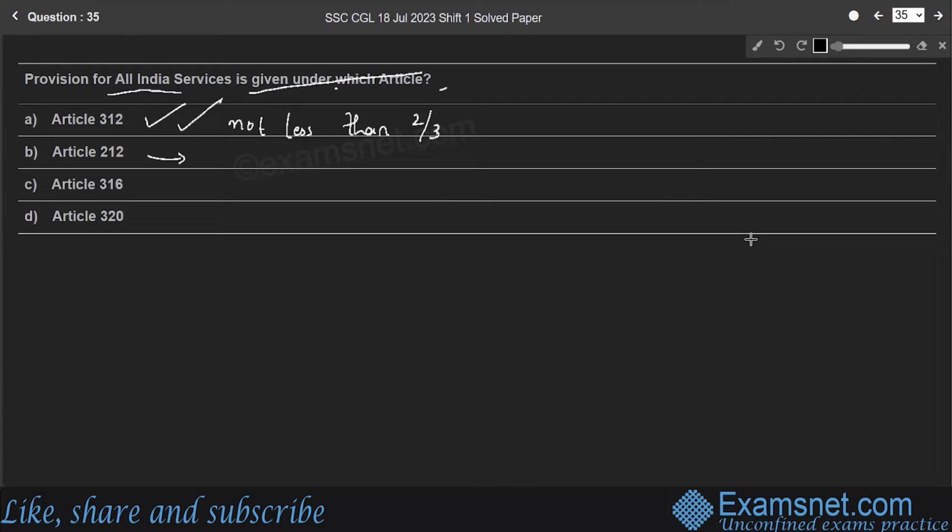Whereas the remaining options, Article 212 states courts not to inquire into proceedings of the legislature. Article 316 states appointment and term of office of members, public service commissions. Article 320 states functions of public service commissions. Whereas provision for all India services is given under Article 312. Option A is the right answer.